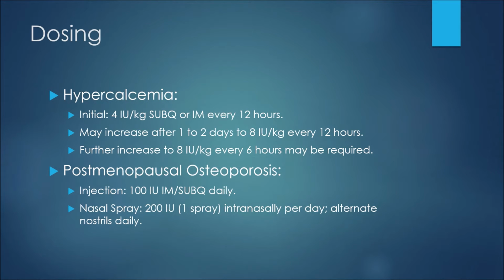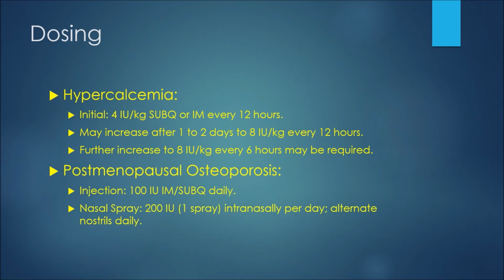So in the treatment of hypercalcemia, we may see an initial dose of 4 international units per kilogram given either subcutaneously or intramuscularly every 12 hours. The patient may increase the dose after 1 to 2 days to 8 international units per kilogram every 12 hours, and then again a further increase may be necessary to 8 international units per kilogram every 6 hours.